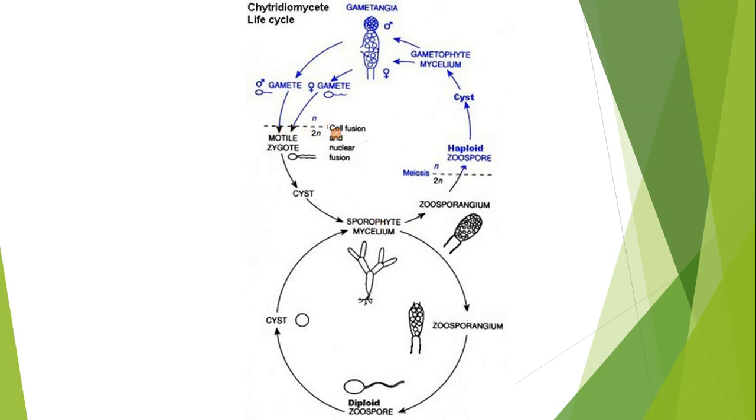So this blue colored portion is the haploid portion of this sexual reproduction, and this black colored portion is the diploid portion of this sexual reproduction, and the asexual reproduction is wholly and solely diploid.